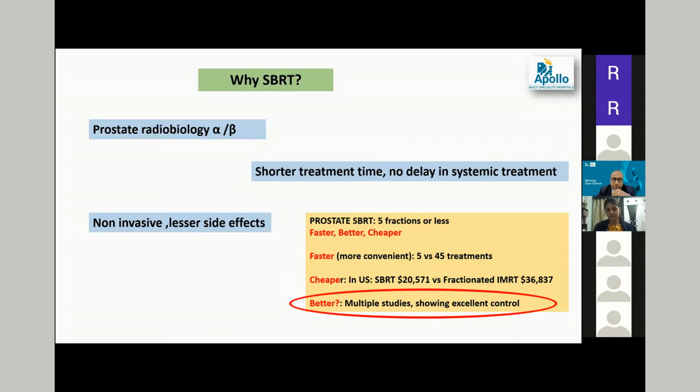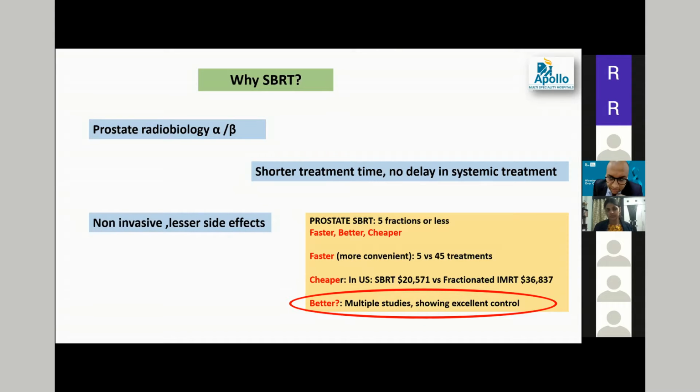It's a non-invasive process, because in recurrent and metastatic settings we try to be as less invasive as possible. So side effects are lesser, and we can call it faster, better, and cheaper. Faster because instead of 37 or 40 treatments, you can finish it in 5 treatments. And it is cheaper in every country. This is the US data. In our country also, even in my hospital, it is cheaper than any IGRT treatment. And let us see whether it is better or not.